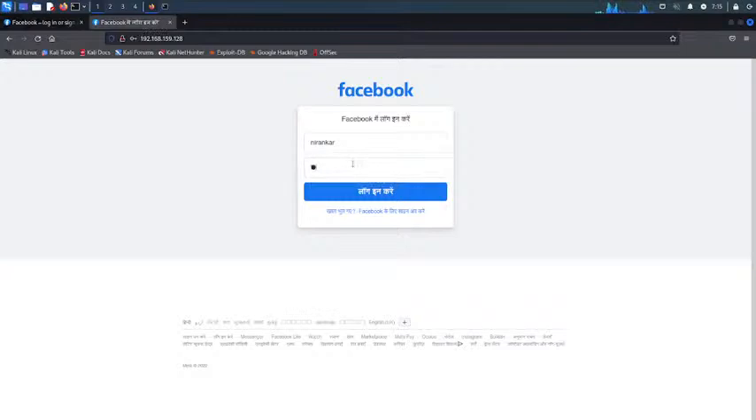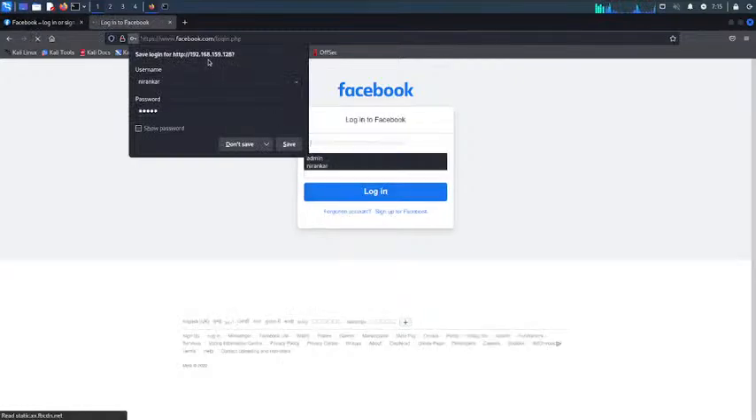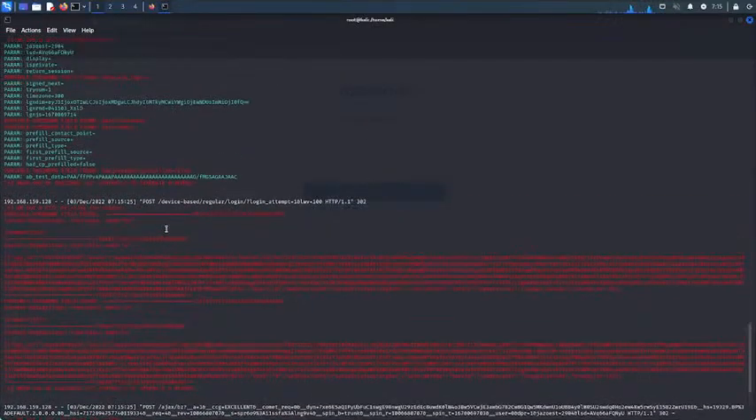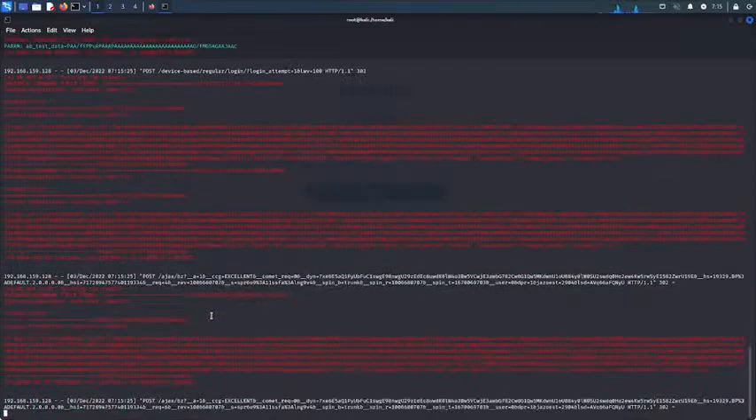Let's suppose. I'm not going to give you a real password, because that gives an idea of how a person is going to save it. So here it is. Email is Nirankar and password is admin. So this is how simple we can do it.